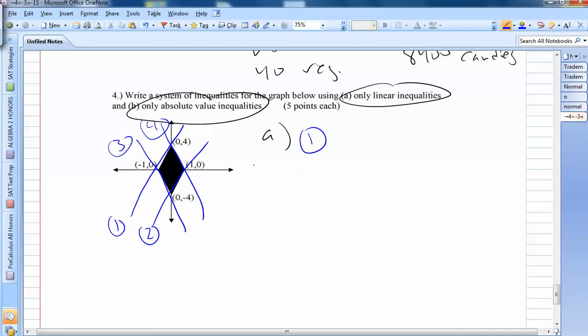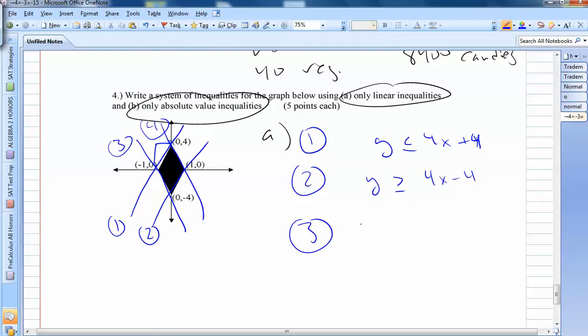So for the first line, it obviously has a slope of 4, because you go up 4 over 1. A y-intercept of 4. And shading is below, so you're going to have that. For the second line, the slope is still 4, but now the y-intercept is negative 4, and the shading is above, so it's got to be greater than or equal to. For the third line, the slope is now negative 4, because you got to go down 4 over 1. Y-intercept is negative 4, and you got to shade below.